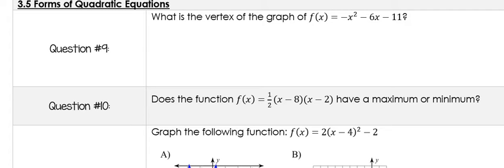Section 3.5, Forms of Quadratic Equations. You have 3 questions in this section. The first is, what is the vertex of the graph of f of x equals negative x squared minus 6x minus 11?